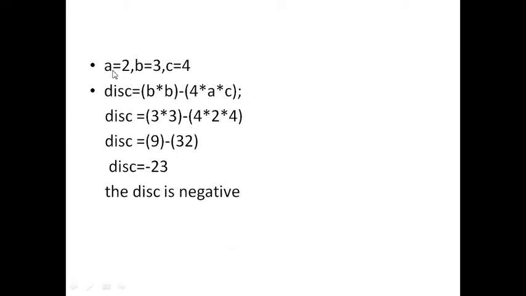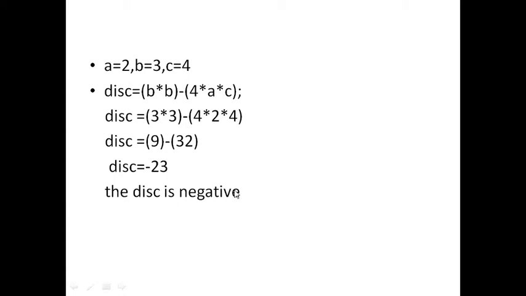Now at the beginning, A is equal to 2, B is equal to 3 and C is equal to 4 is given. So it will be the quadratic equation 2x square and so on. Disc is equal to B square minus 4AC, so it will be 3 into 3 minus 4AC, and this becomes disc is equal to 9 minus 32. So disc is equal to minus 23. With A equal to 2, B equal to 3 and C equal to 4, the disc value is minus 23, which is negative.